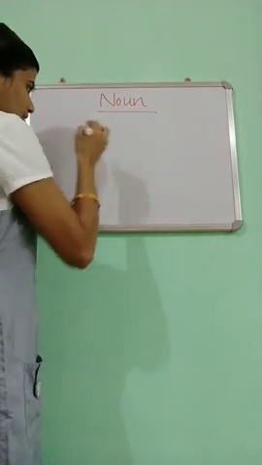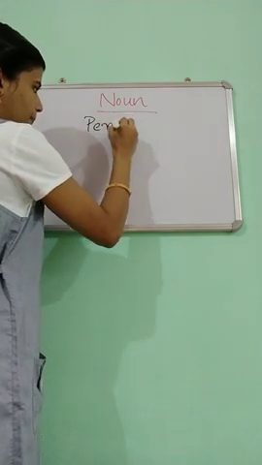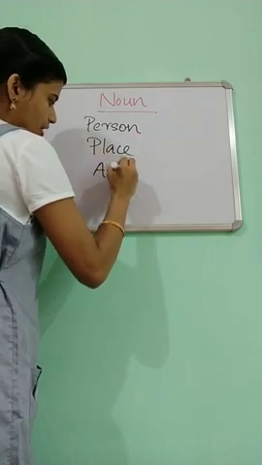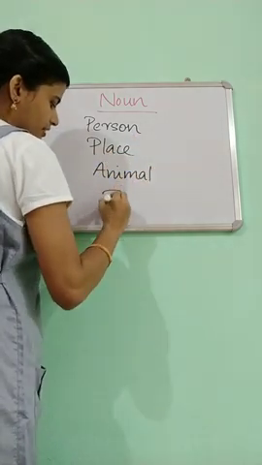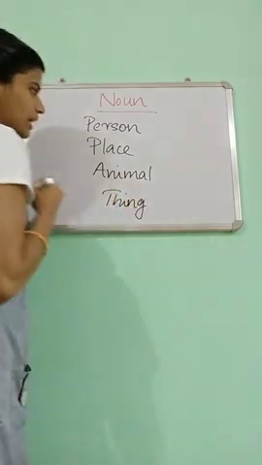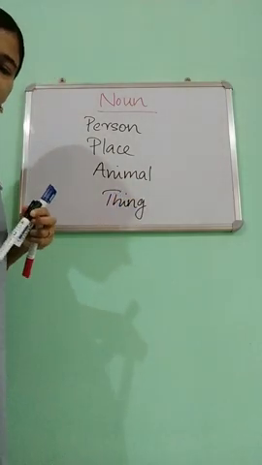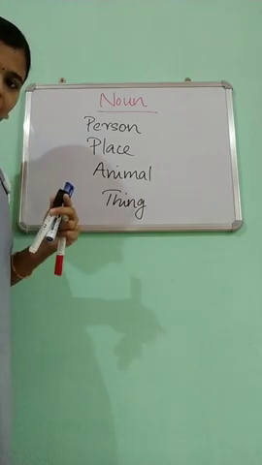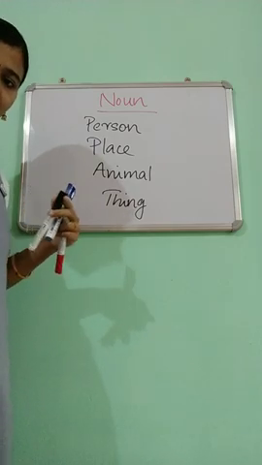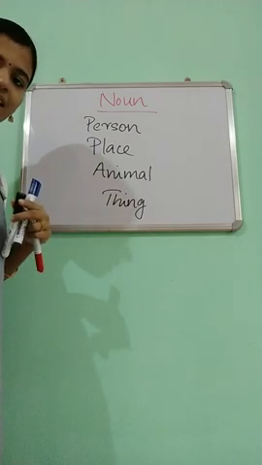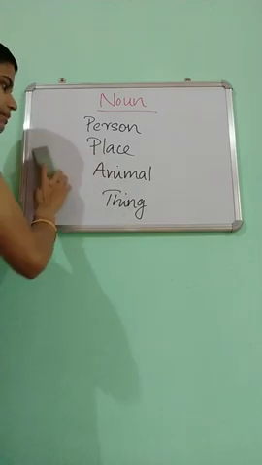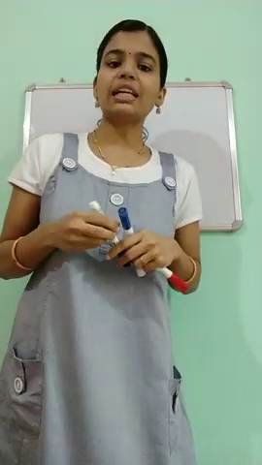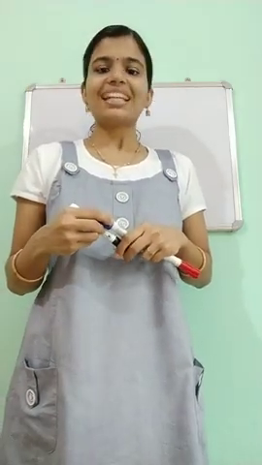A noun can be a person, place, animal, or thing. For example, words like Delhi, cat, bench, book, Hari, Rahul. Okay, all these are nouns. Then, what do you mean by singular and plural nouns? Let's learn it today.